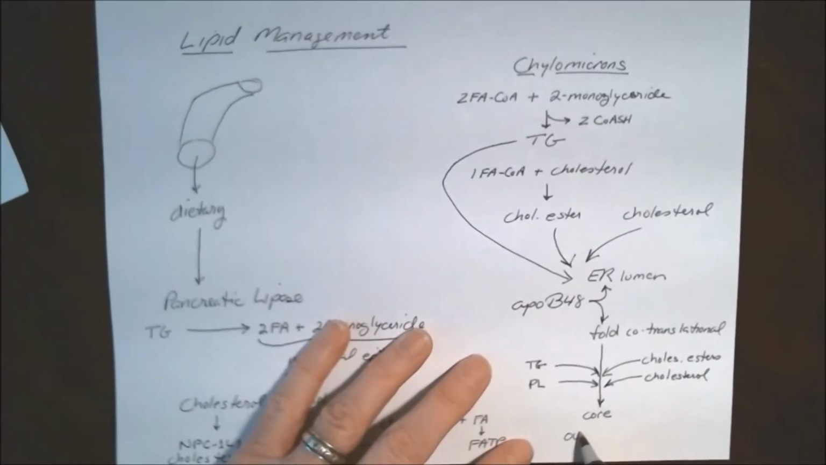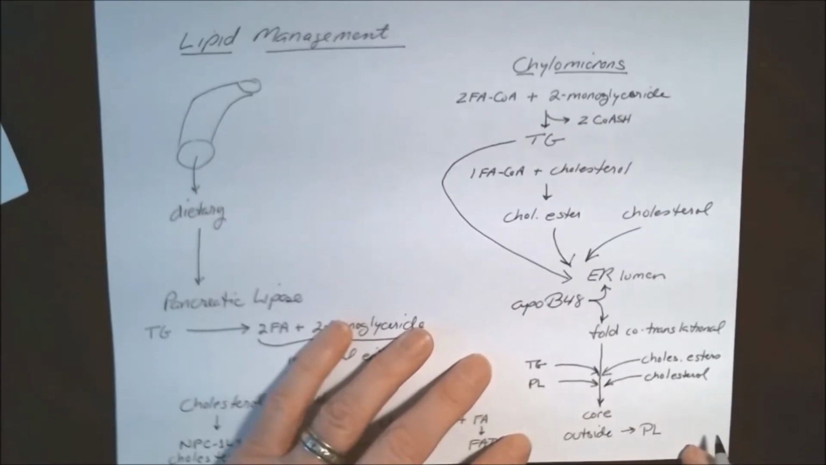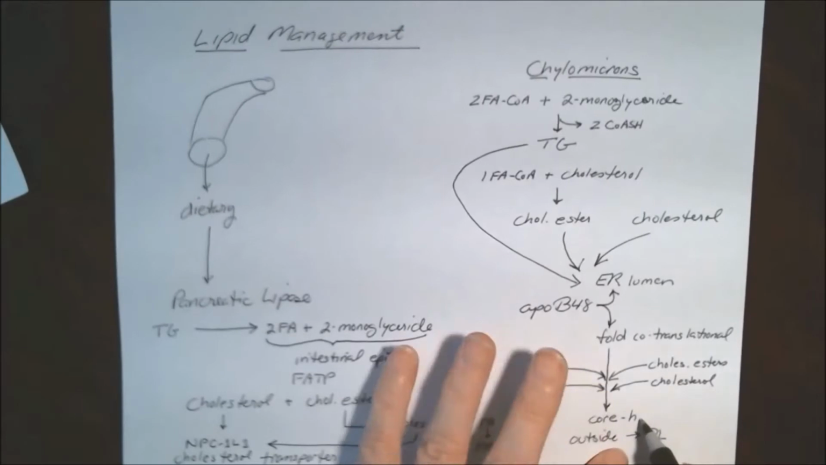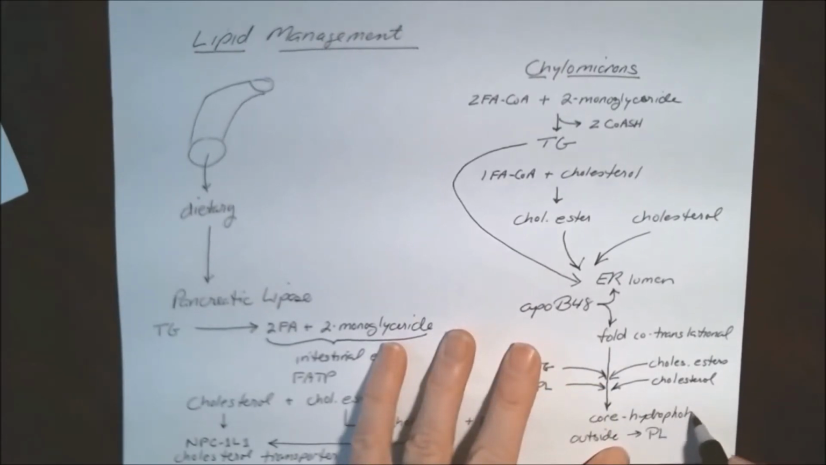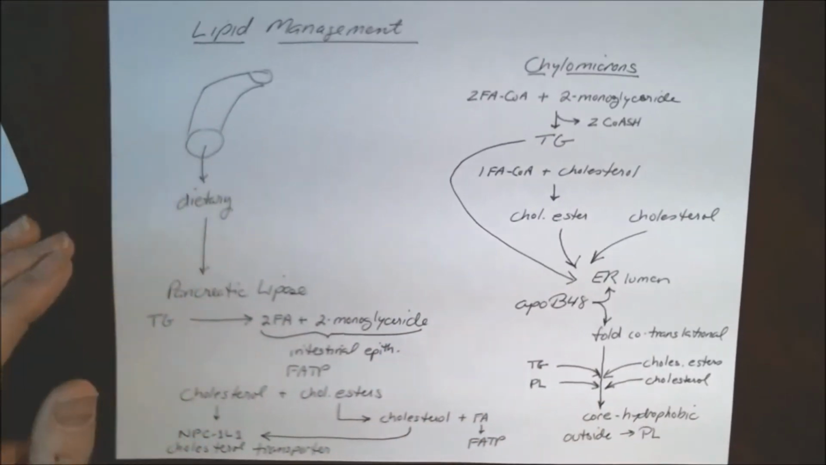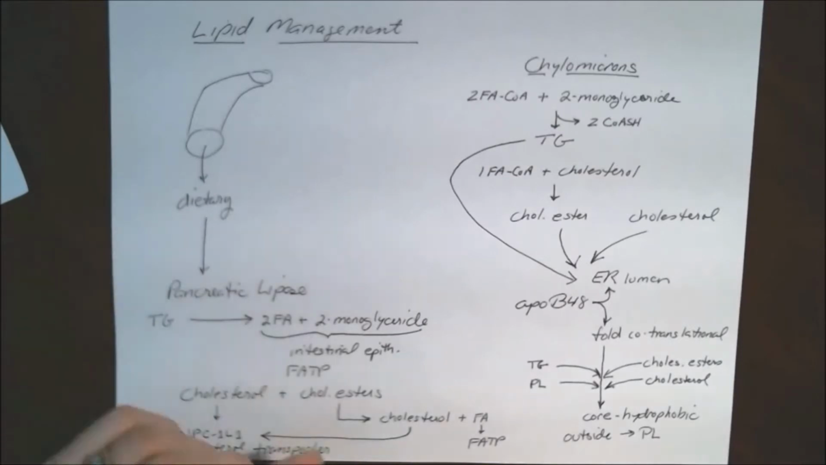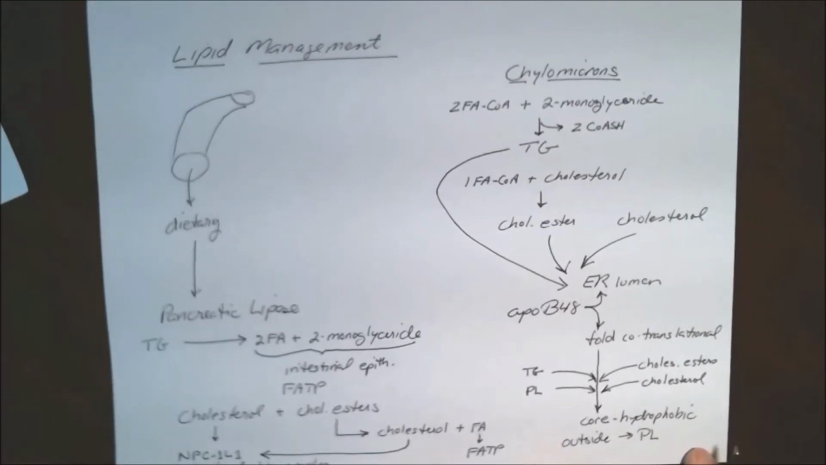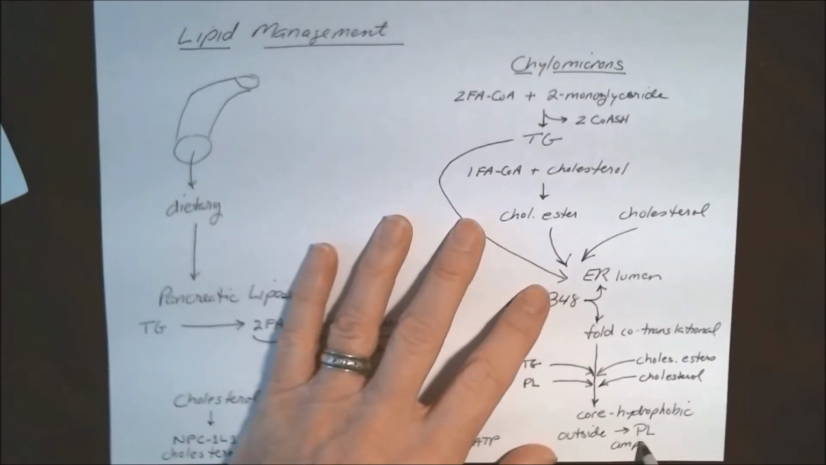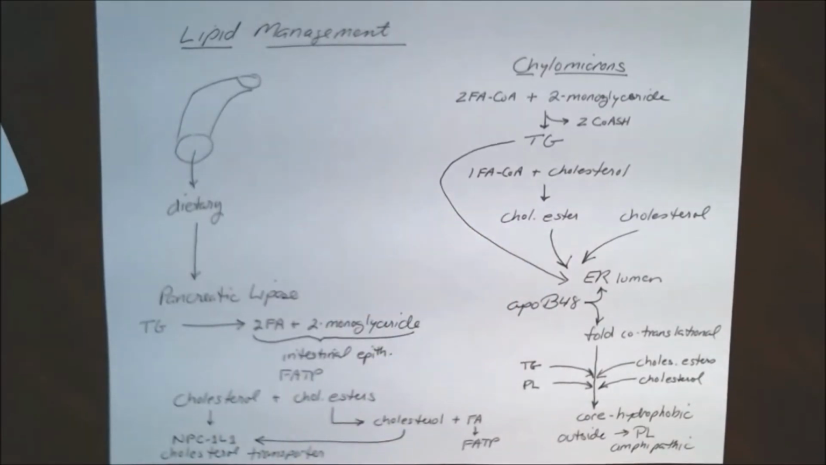On the outside will be primarily phospholipids. And the reason for this is because the core, which is going to be hydrophobic, is going to sequester these hydrophobic fatty acids such as triglyceride and hydrophobic cholesterol and cholesterol esters from the aqueous environment of the blood. The phospholipids, on the other hand, are amphipathic, which means they have both characteristics of hydrophilic and hydrophobic.